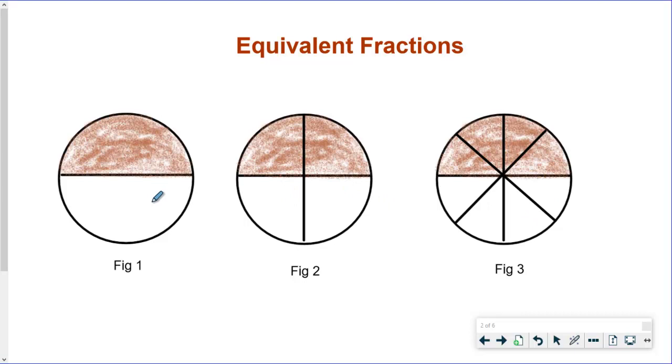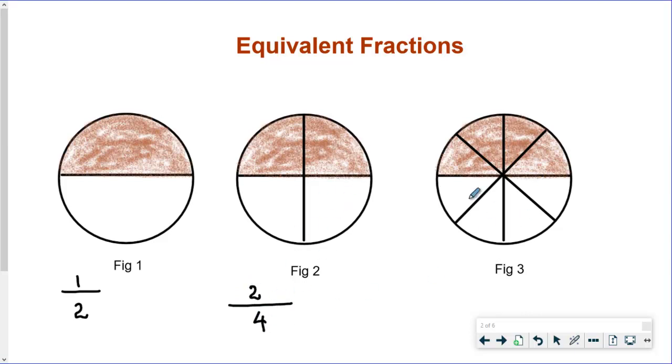But in the first figure, the entire circle is divided into two equal parts and one part is shaded. So we can say that the portion of shaded region is 1 by 2. That is, out of 2, one part is shaded. But in the second figure, the circle is divided into 4 equal parts. Out of 4 equal parts, 2 parts are shaded. So the shaded portion in figure 2 we can write as 2 by 4.